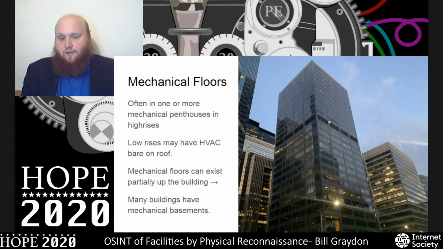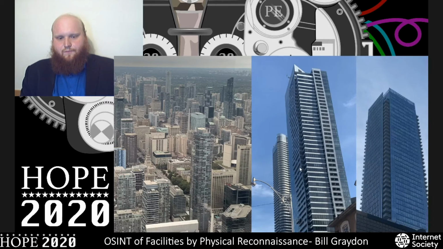High-rises also tend to have entire floors dedicated to mechanical equipment. So often there's going to be one or more mechanical penthouses in high-rises. You can see one on this building to the rear here. The fenestration only extends so far up; above that to the roof is likely a mechanical penthouse. And low-rises would have that HVAC bare on the roof, which we'll look at later. Mechanical floors can exist partially up the building as well, so this tells us that there's not generally going to be occupiable space on this floor, and many buildings have mechanical basements as well.